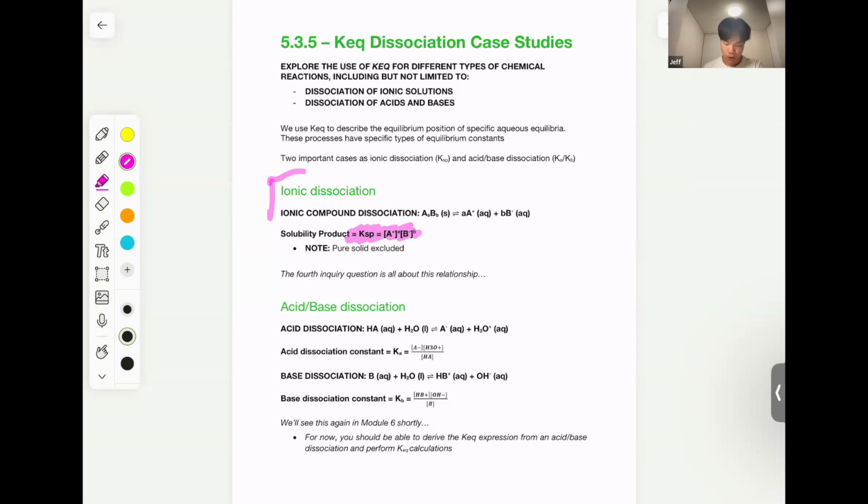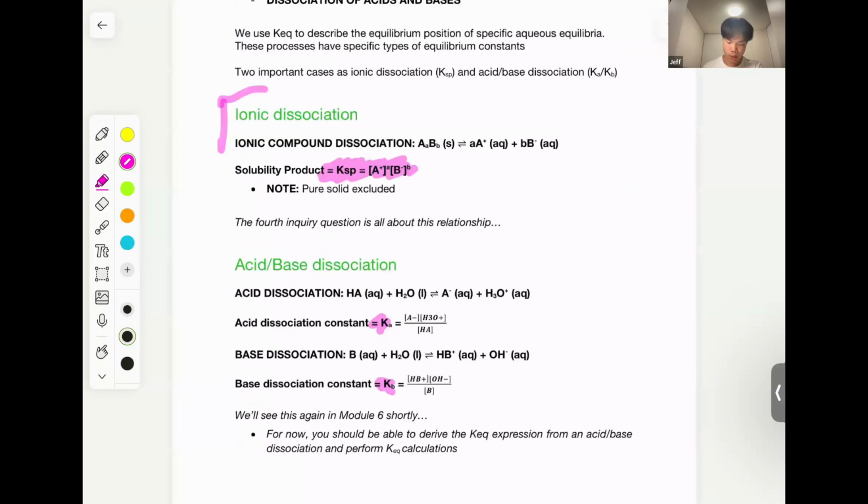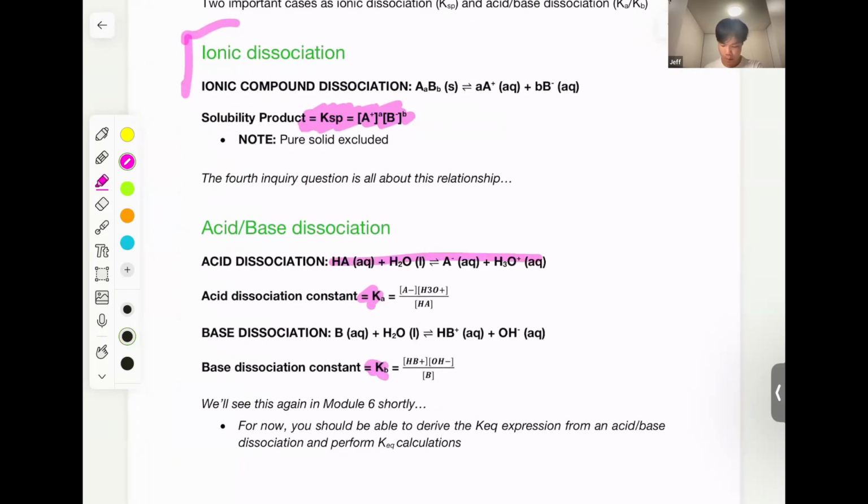Acid-base dissociation, which is Ka for acid dissociation constant and Kb for base dissociation constant, you can derive them from the expressions of an acid and base dissociating apart. And those are shown here. You just exclude water.